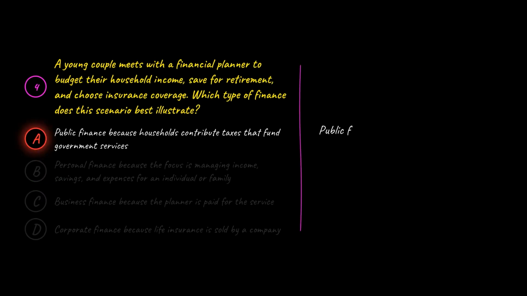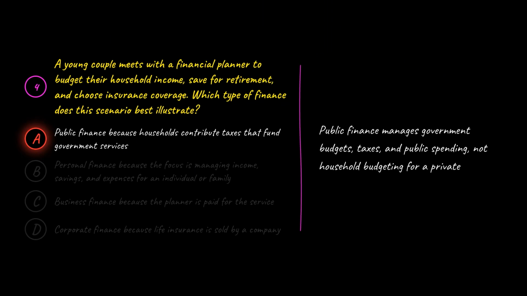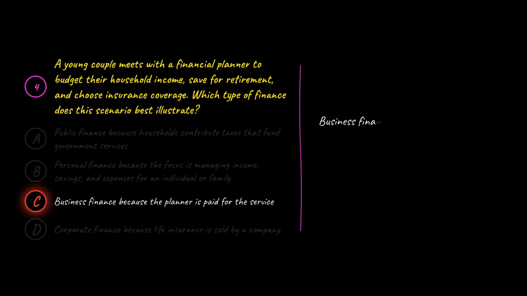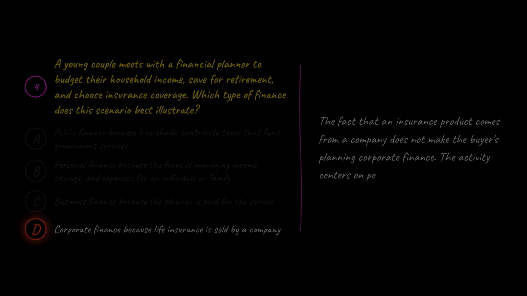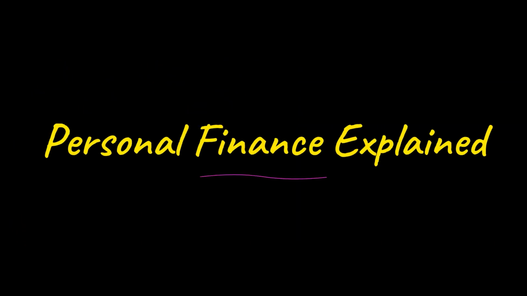A is wrong because public finance manages government budgets, taxes, and public spending, not household budgeting for a private family. C is wrong because business finance manages company money for raising capital and investing in projects, which is not what this couple is doing. D is wrong because the fact that an insurance product comes from a company does not make the buyer's planning corporate finance. The activity centers on personal goals. Personal finance is the branch of finance focused on managing money at the level of one person or one household.